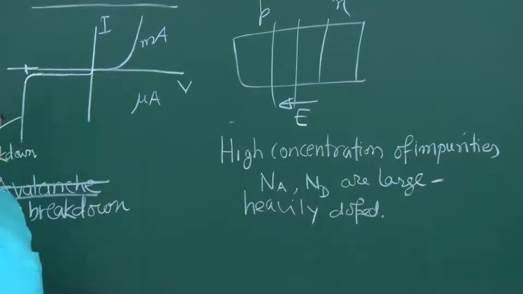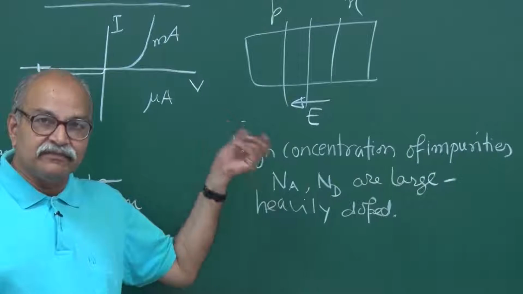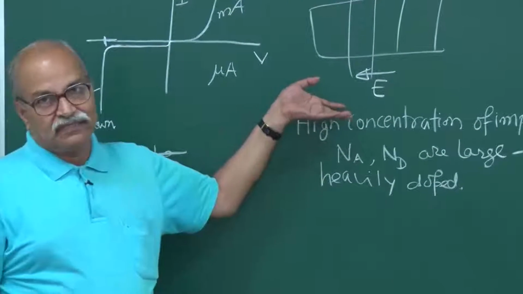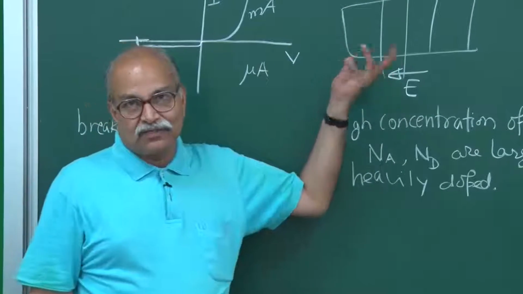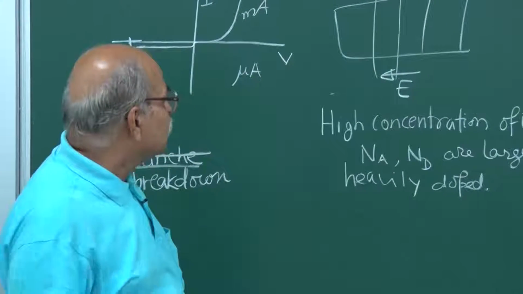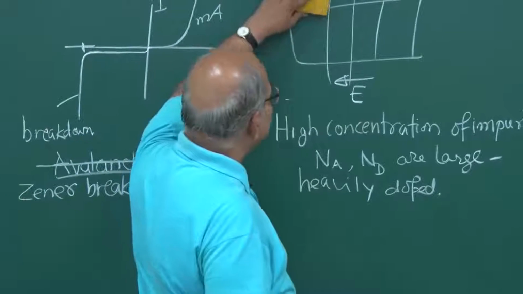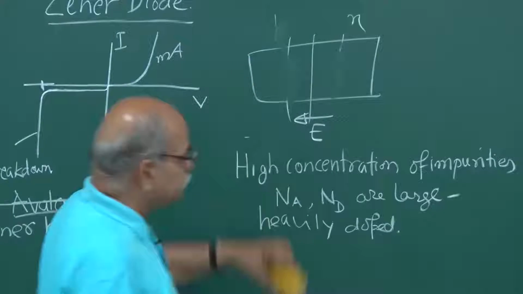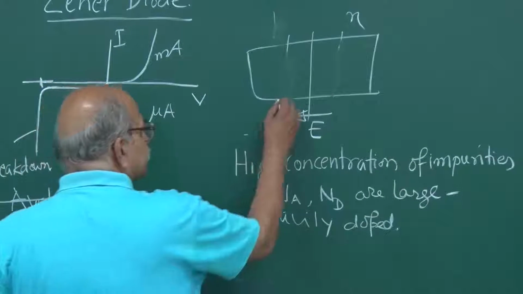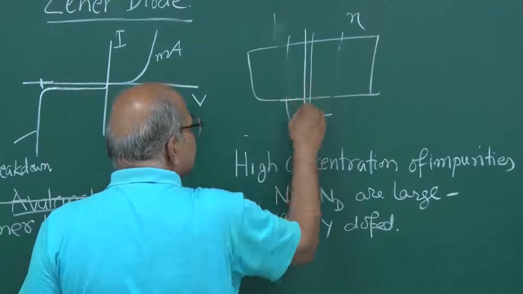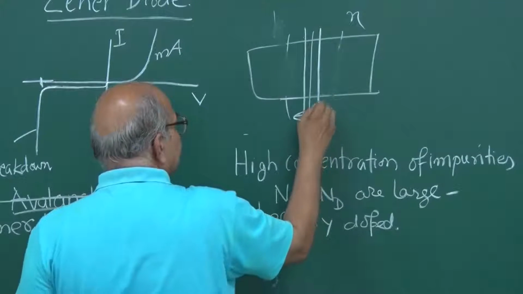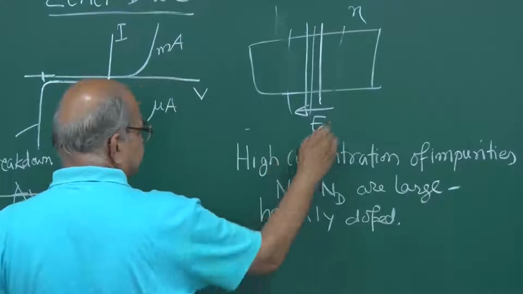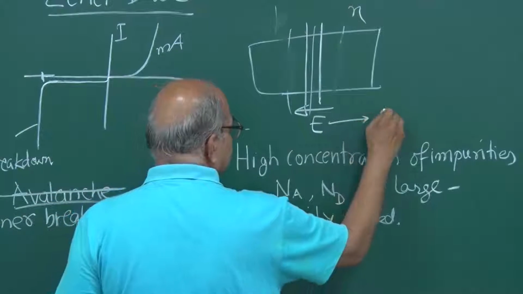So as a result, this depletion layer is very thin, of the order of micrometers, 1 or 2 micrometers or less. So if the depletion layer is very thin, and then you apply this reverse bias voltage, this electric field can be very large. This electric field becomes very large.